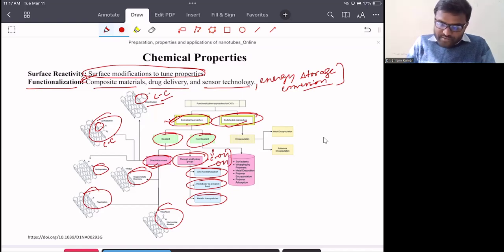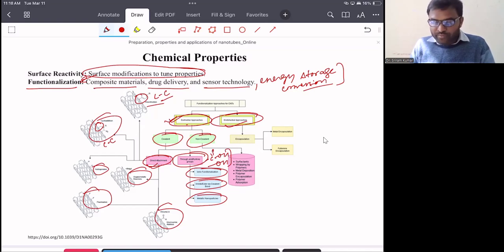Okay, so till now we understand the exohedral approach. In this we have used covalent bonding. In covalent bonding, either we can use direct attachment, or maybe we can use acid or hydroxy group attachment, and based on that we can modify the outer surface of CNT.